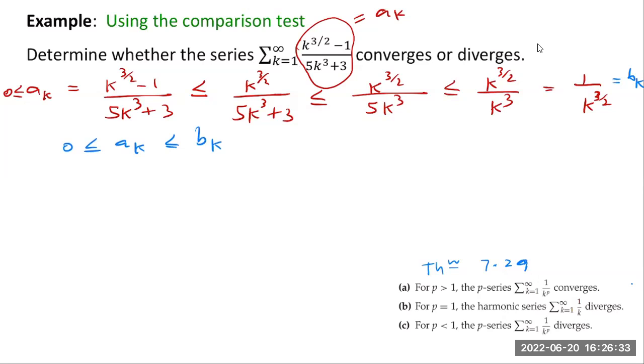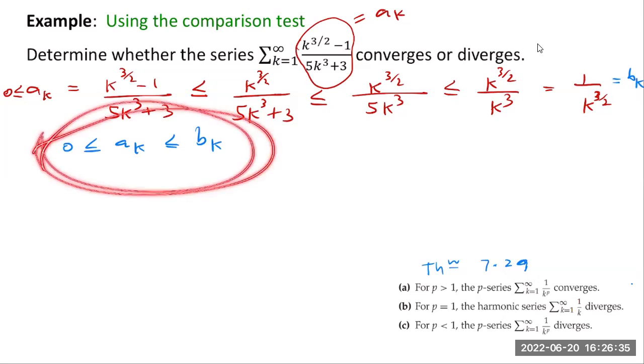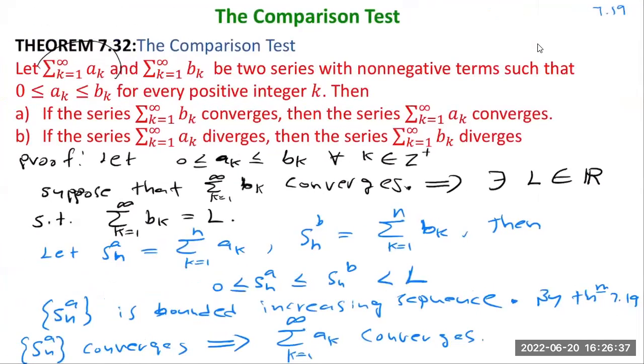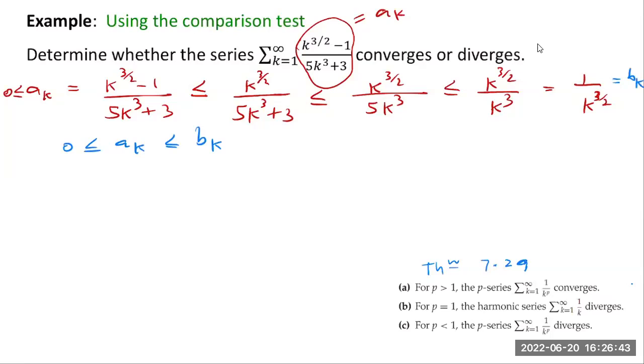All right, I have this now. This looks like what we need to apply the previous theorem, right? Comparison test. I need this inequality, so I have it now. Now, can we apply the comparison test with this inequality? Well, we can apply it if we know the convergence property of the series BK, right? Do we know any convergence property of BK?